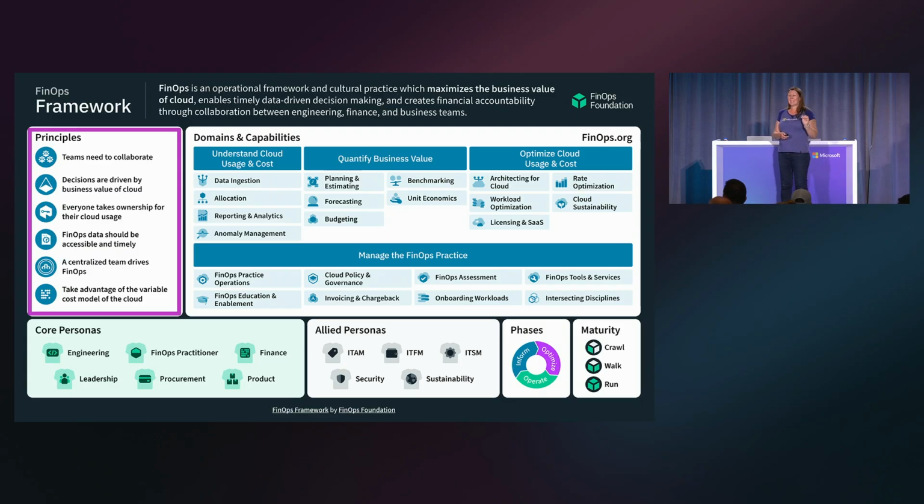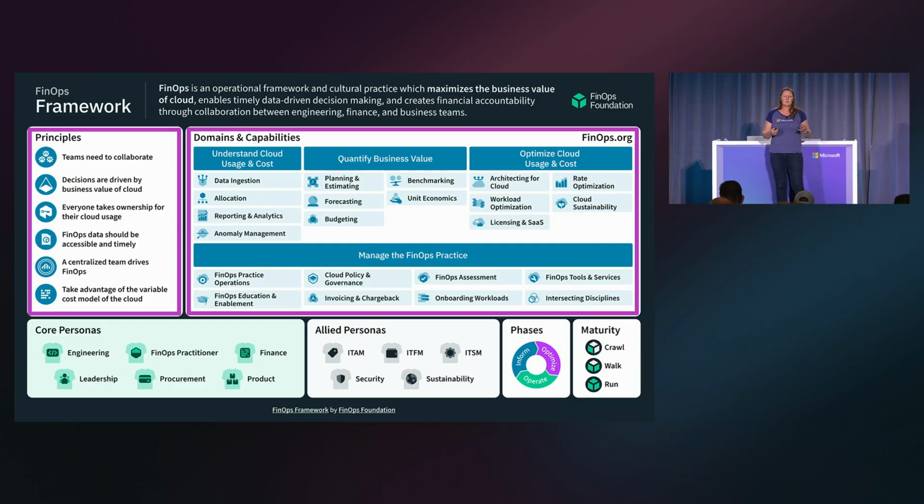FinOps data should be accessible and timely, so that's making sure that we're getting a good quality of regular data about the costs of our things from our cloud vendors. Having a centralized team to drive the discipline around these different principles, to become the experts in it and to impart their knowledge into the rest of the team, and also taking advantage of the variable cost model of the cloud. So within the framework, we take those principles across to our domains and our capabilities.